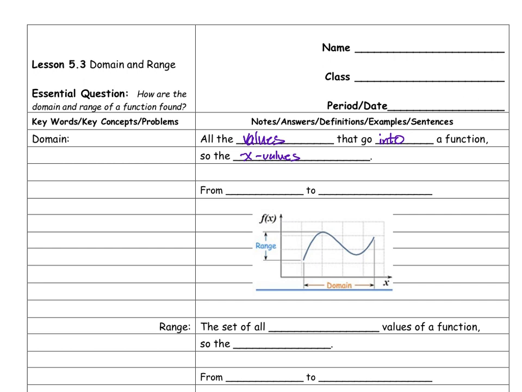So remember, when we're evaluating a function, like if it was f of -2, this is an x value. It goes in. That's part of my domain.